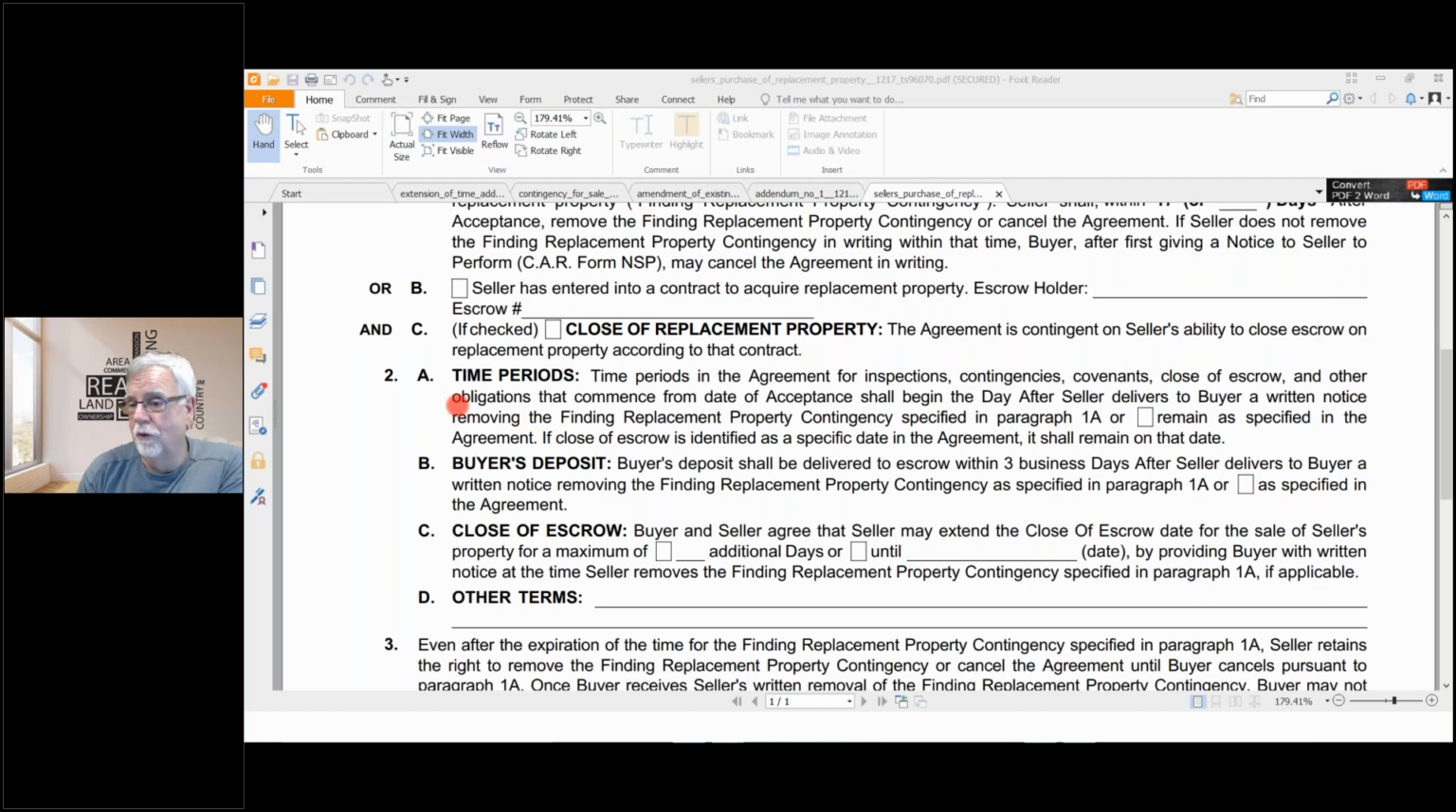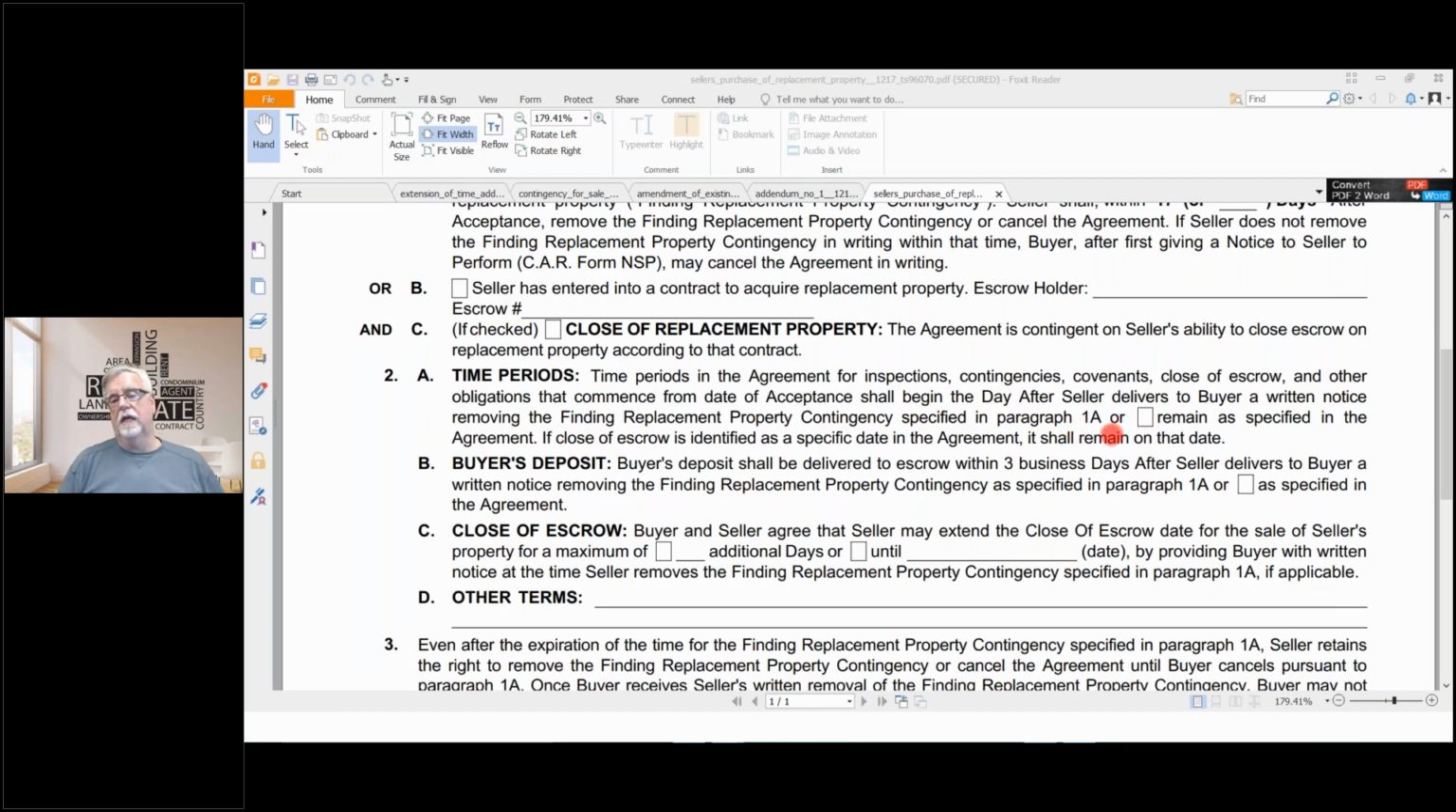As I mentioned before, many real estate agents learn real estate out on the street, and just because somebody else did it, you say, well, that sounds pretty good. So they just typed it up. But look at the time periods. Time periods in the agreement for inspections, contingencies, covenants, close of escrow, and other obligations that commence from the date of acceptance shall begin the day after seller delivers to buyer a written notice removing the finding replacement property contingency as specified in paragraph 1A.